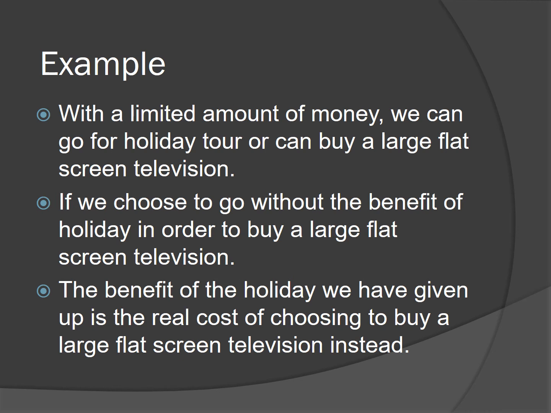I will also explain another example here. A family can choose to cover the floors of their home with carpets or tiles. If the family chooses to buy and fit carpets, then it has decided to go without the benefit of tiled floors. So the tiled floor cost will be the opportunity cost.